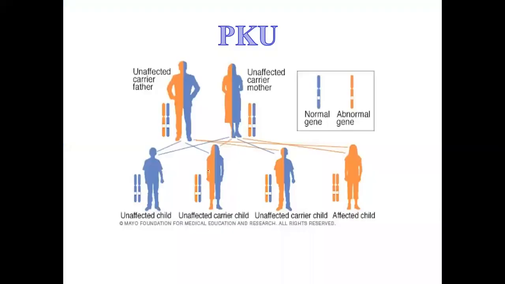The first example we'll talk about here is called PKU. PKU is a disease or disorder called phenylketonuria. We'll just call it PKU. It involves the amino acid phenylalanine. Phenylalanine is one of the amino acids in proteins.